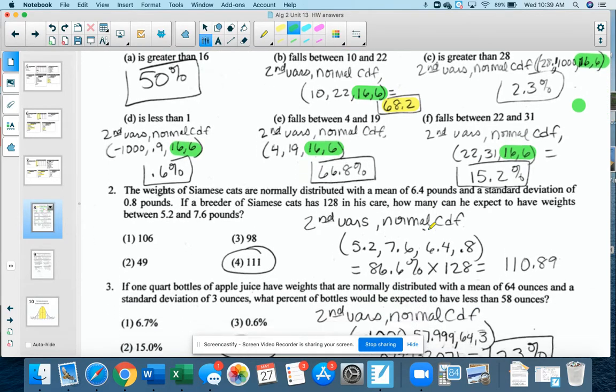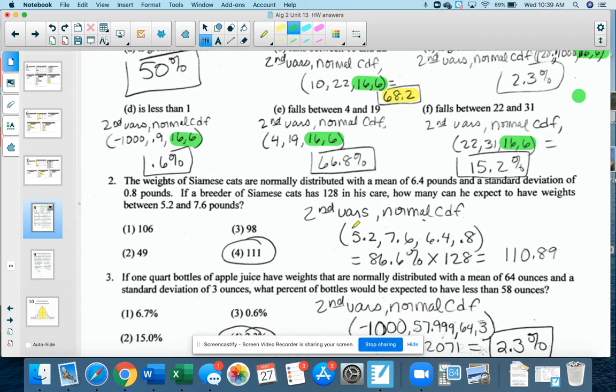All right, number 2 is a multiple choice. The weights of Siamese cats are normally distributed, so it's important that it's saying that. That's the only reason why we're allowed to use our calculator or look at that normal distribution curve. So normally distributed, a mean of 6.4 and a standard deviation of 0.8. Okay, so those are going right here, 6.4 and 0.8.